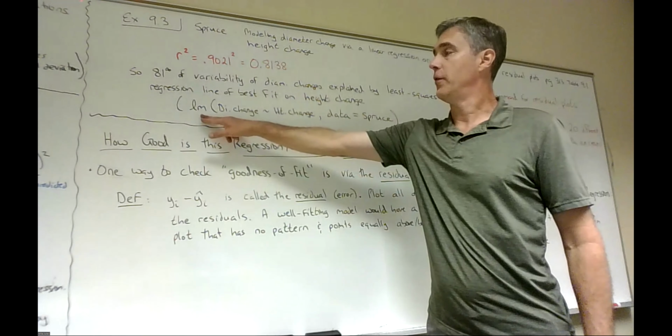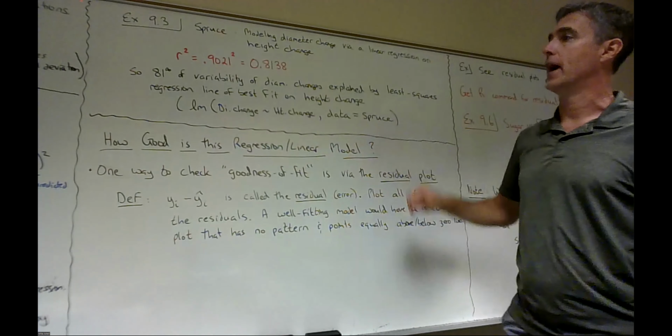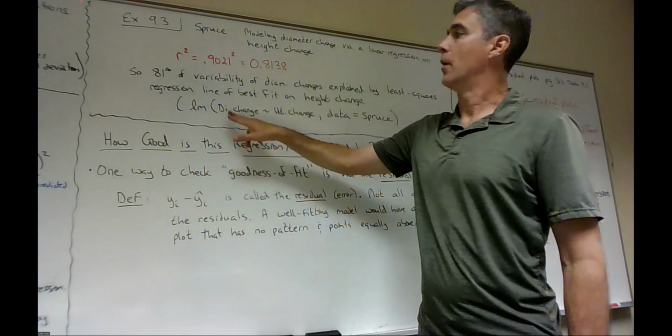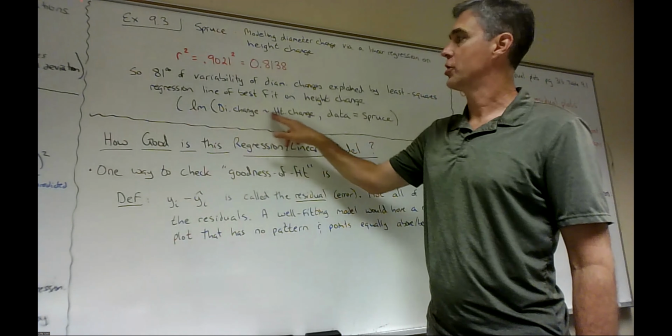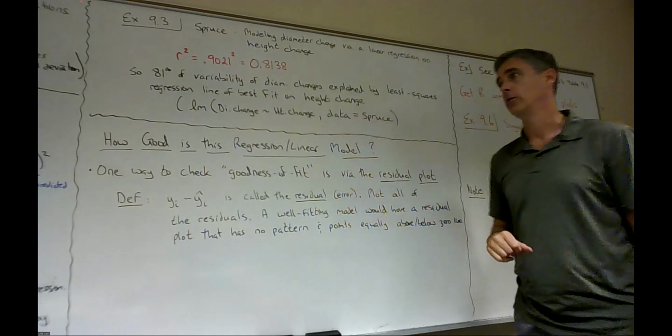And just for note, if you look in the R code, here is the command for that. This gives us the linear model. lm is linear model. I want diameter change as a function of height change, and the data is from spruce. And I'll go through that in the next panel.